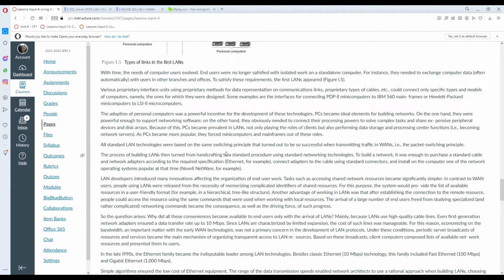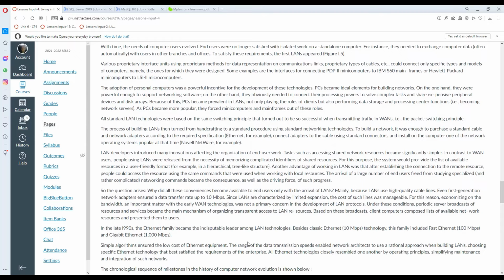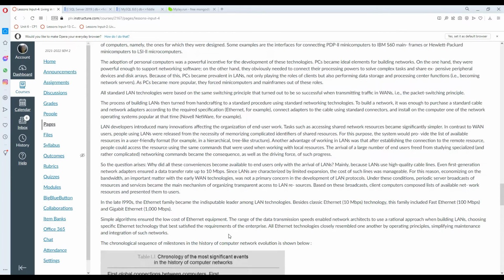Both standard LAN technologies were based on the same switching principle that turned out to be so successful when transmitting packets on demand, which is the packet switching principle. The process of building a LAN then turned from handcrafting to a standard procedure using standard networking technologies. To build a network, it was enough to purchase a standard cable and network adapters according to the required specification, Ethernet, for example. Connect adapters to the cable using standard connectors installed on the computer. One of the network OS popular at the time, for example, was Novell NetWare.